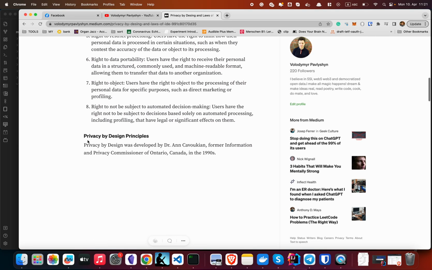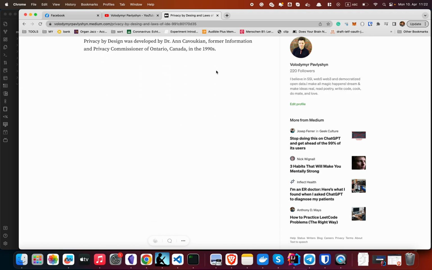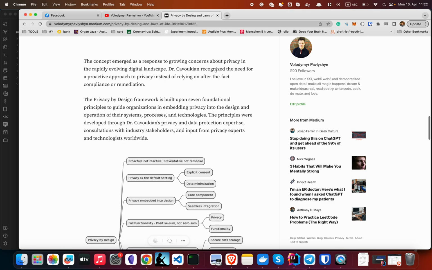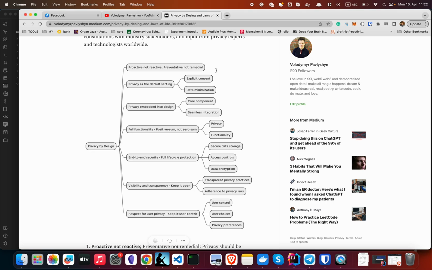And actually, privacy by design is the paper that I showed you. It was created somewhere in the 90s. In the article, there's a link to the paper itself, but it's a couple of principles that actually make user privacy happen. So it's proactive, not reactive.